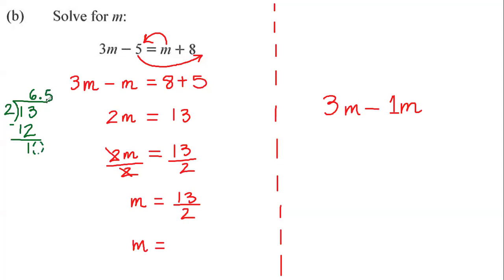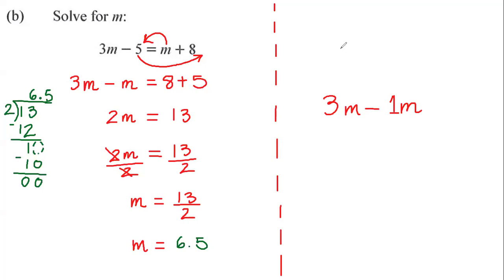5 times. 2 times 5 is 10, and 10 minus 10 is 0, so we get no remainder. It's going to be 6.5. I got 6.5. How many other persons got 6.5 as well? We could make that a mixed number, 6 and 1 over 2, but I prefer it as a decimal.